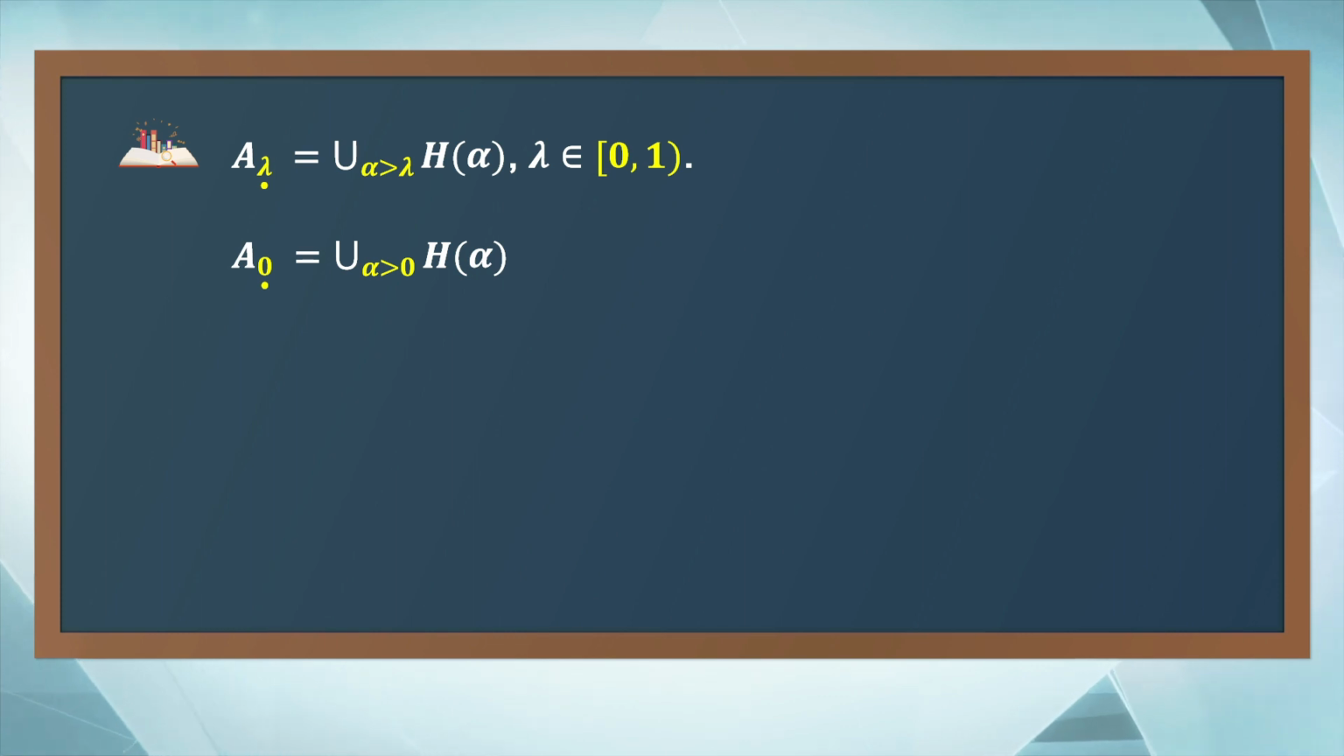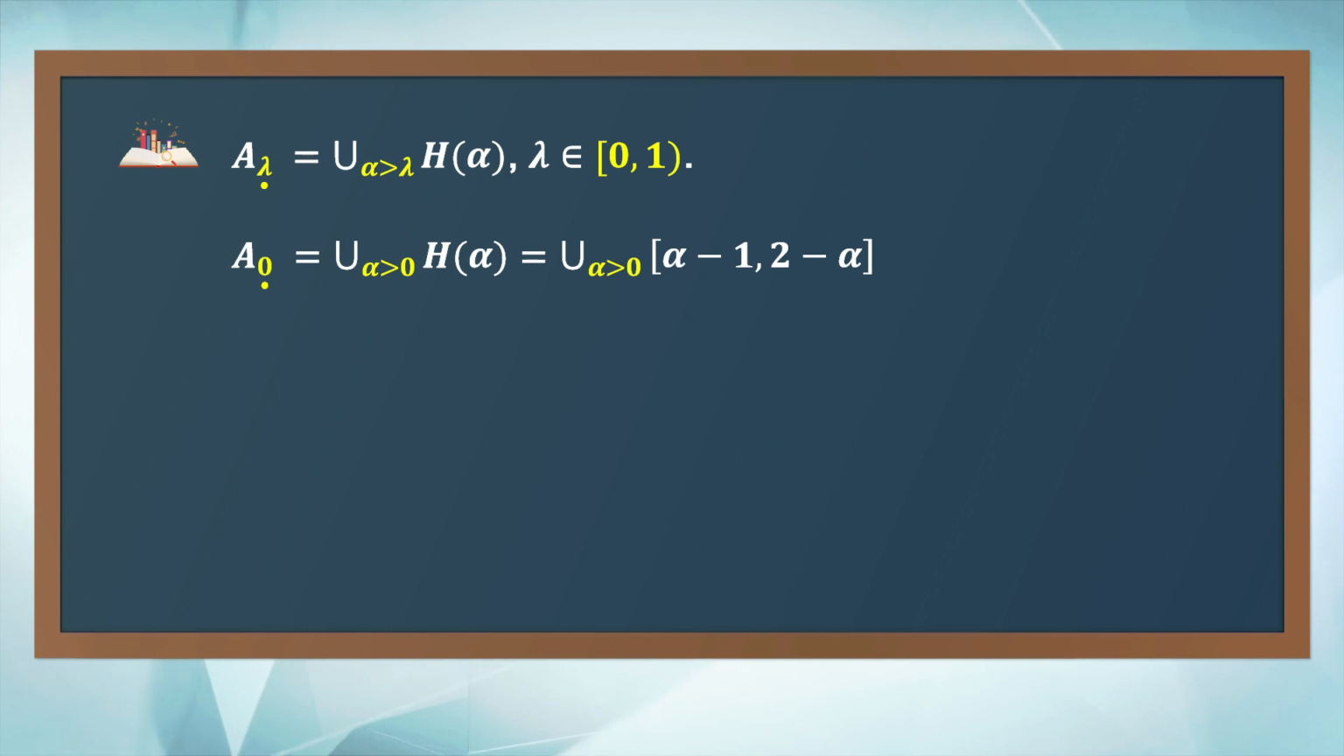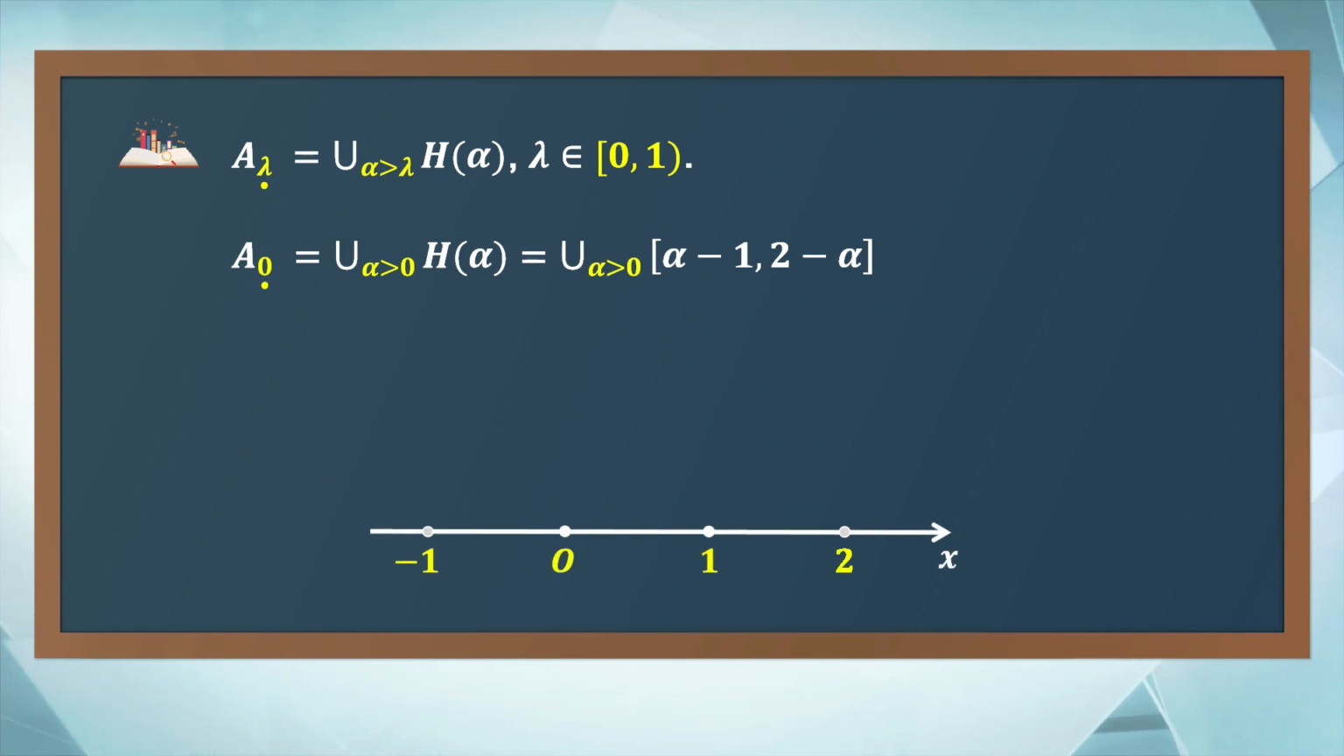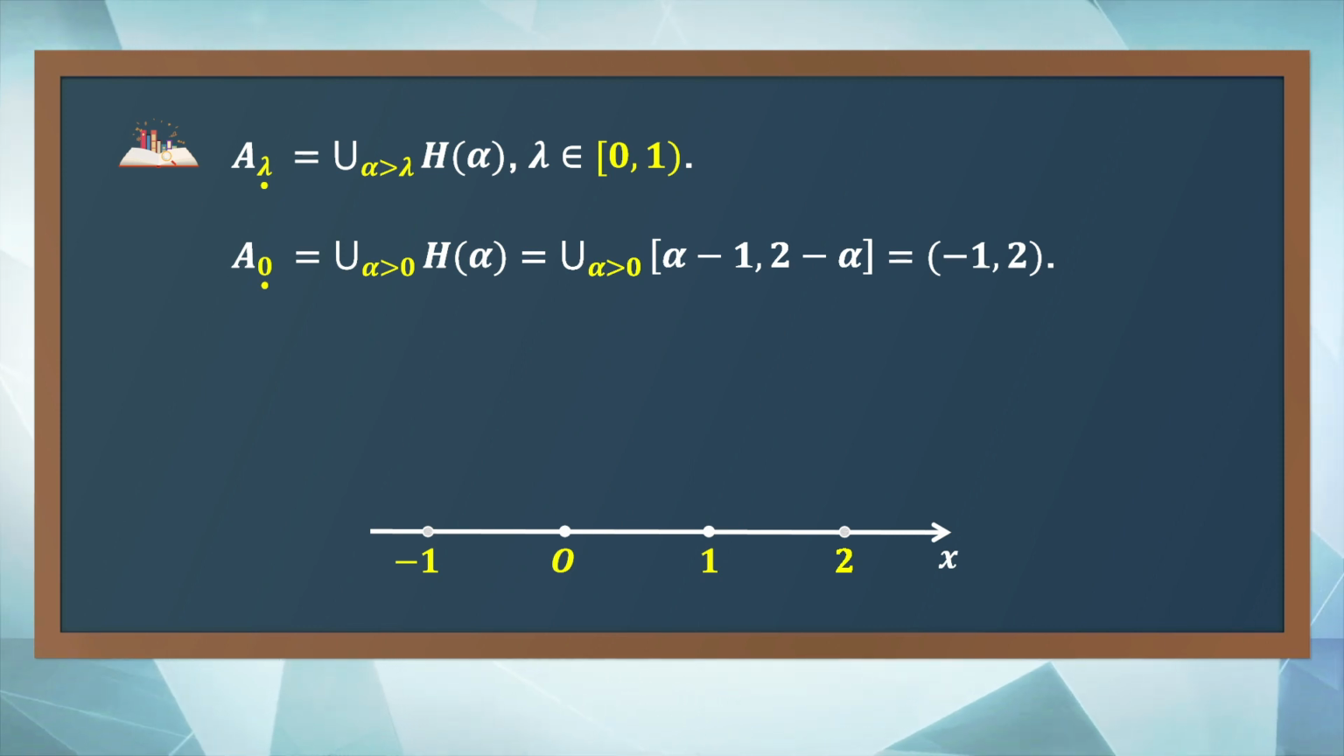Again, because H of alpha is the closed interval from alpha minus 1 to 2 minus alpha, it is easy to see that the less the alpha, the greater the interval. As alpha goes to 0, alpha minus 1 goes to negative 1, and 2 minus alpha goes to 2. As alpha goes to 0, the interval expands to the open interval from -1 to +2. The support of A is this open interval.